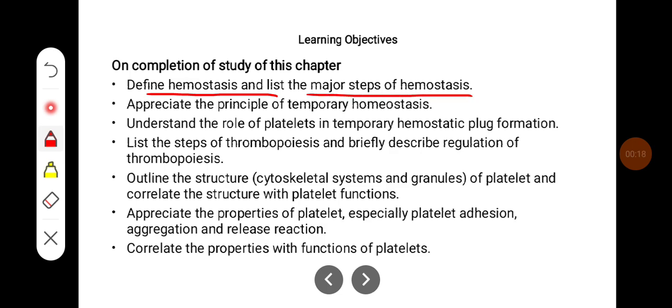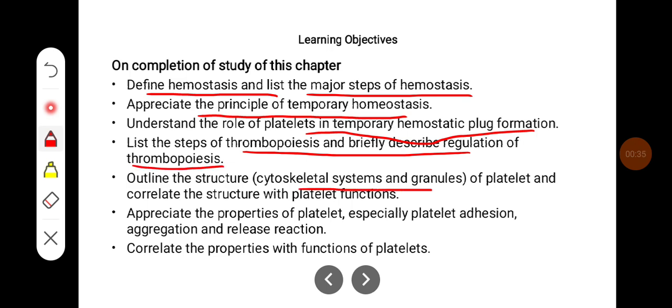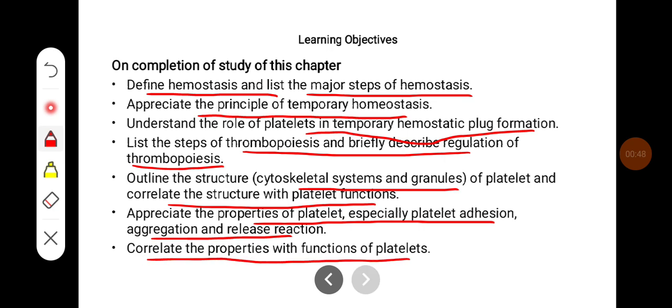of hemostasis, appreciate the principle of temporary hemostasis, understand the role of platelets in temporary hemostatic plug formation, list the steps of thrombopoiesis and briefly describe the regulation of thrombopoiesis, outline the structure, that is the cytoskeletal system and granules of the platelet, and correlate the structure with the platelet function. Appreciate the properties of platelets, especially platelet adhesion, aggregation, and release reaction, and correlate the properties with the functions of platelets.